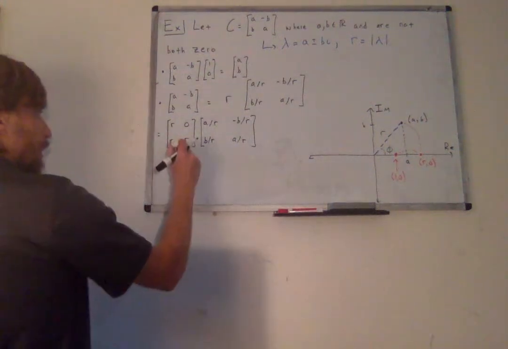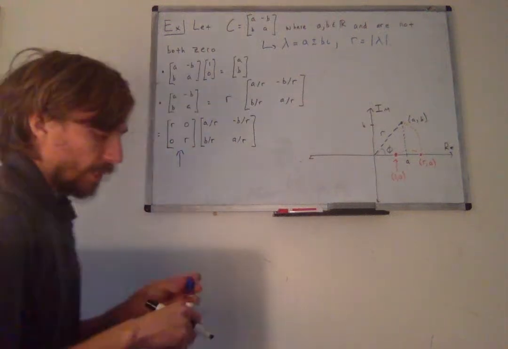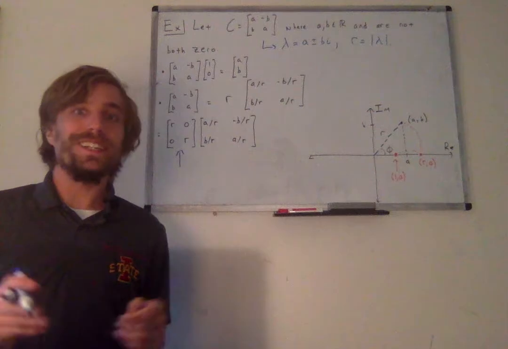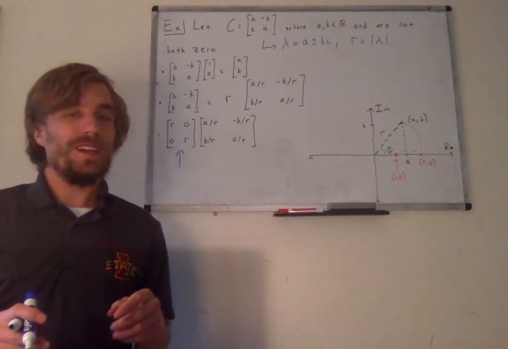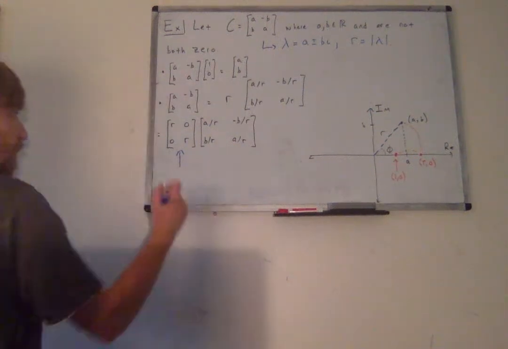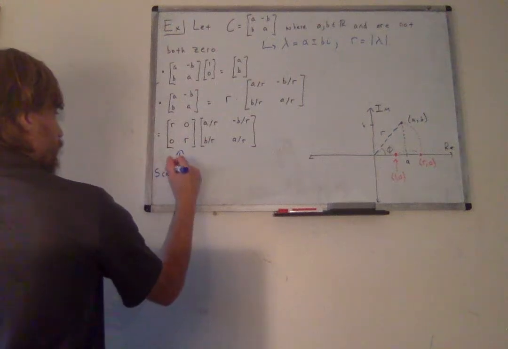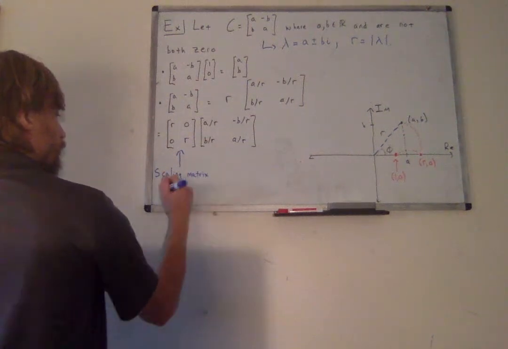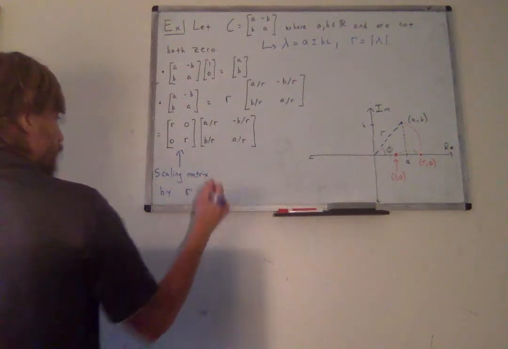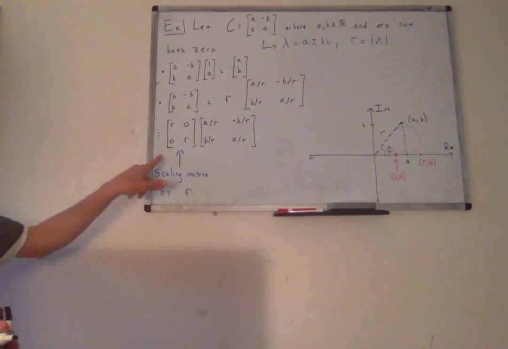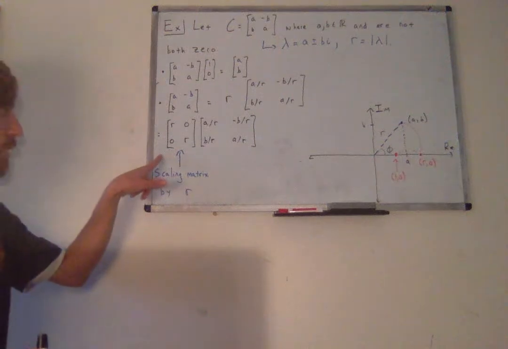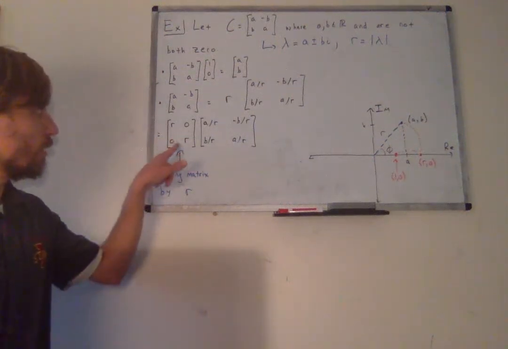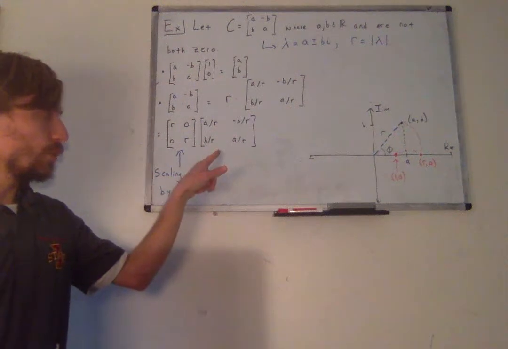If you go back and look at the adventures of the square in the two-dimensional plane, this is actually just a scaling matrix that scales by r. So we've now decomposed C into the product of a scaling matrix, (r, 0; 0, r), and this matrix.